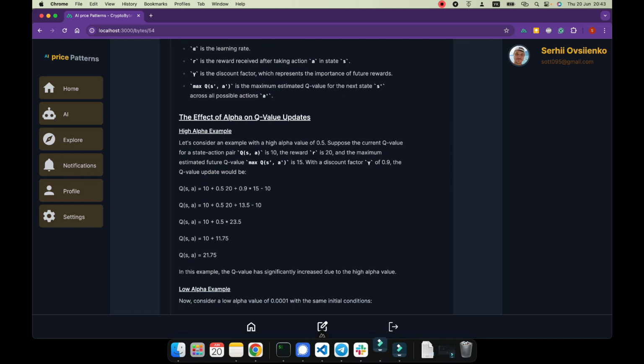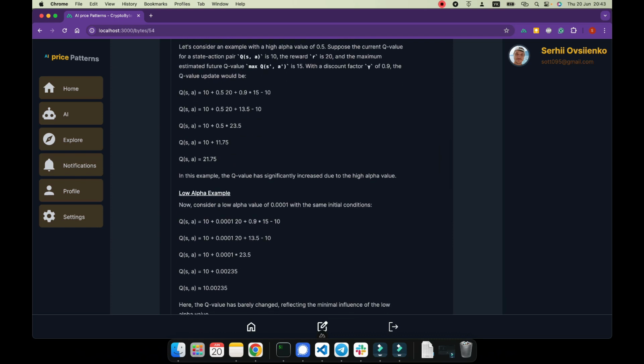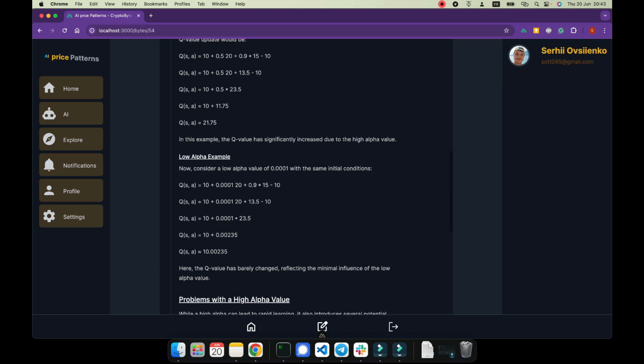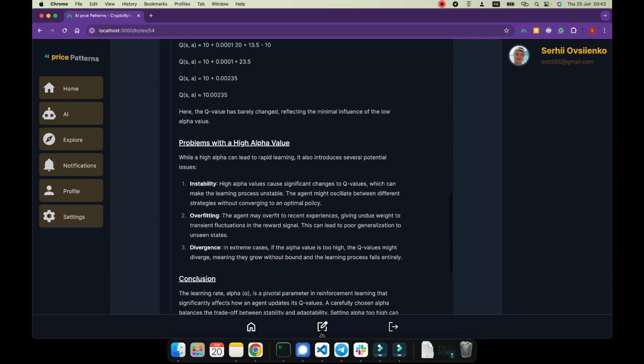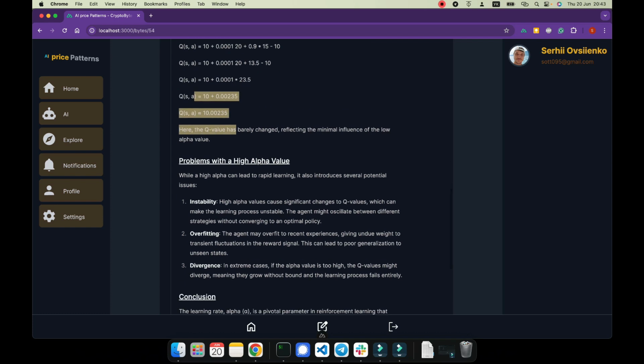And here is an example of how alpha like 0.5 influences your Q value. See, your Q value updates like this. But if you have alpha of 0.0001, and your alpha is less, more than twice, you see, so here are some disadvantages.